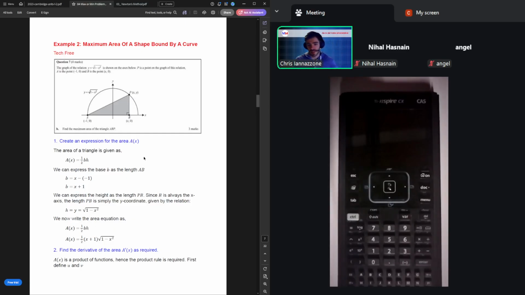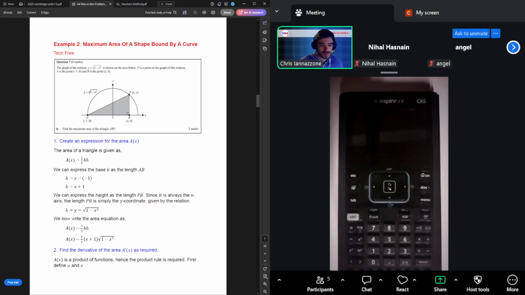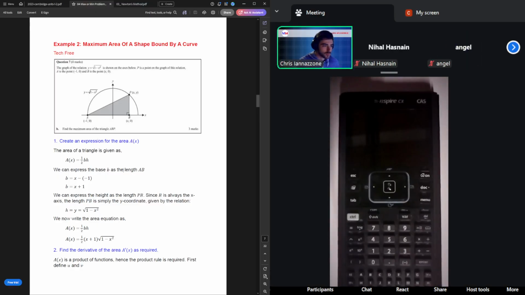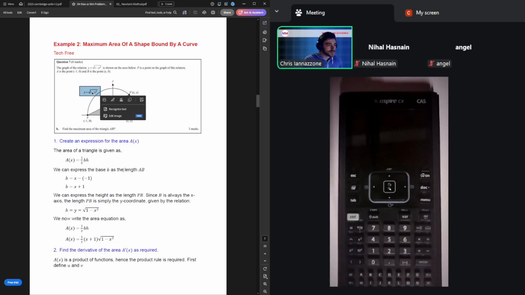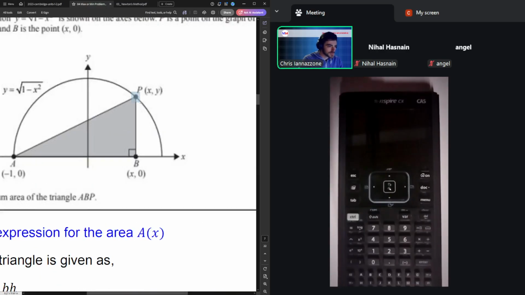We have x and y in the equation. We needed some way to remove that y from it. And the way that you'll always do that is by identifying that the same y that exists in the function definition is the same y that exists on this point.